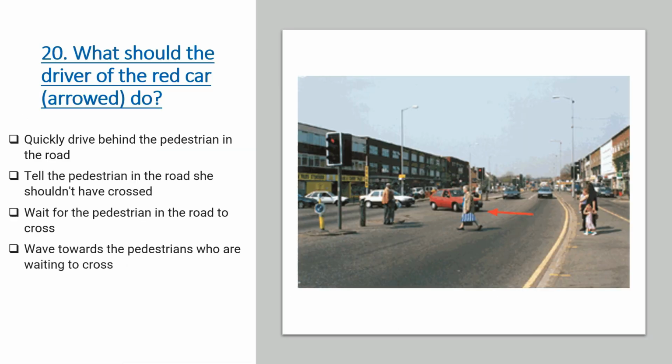20. What should the driver of the red car, arrowed, do? Quickly drive behind the pedestrian in the road. Tell the pedestrian in the road she shouldn't have crossed. Wait for the pedestrian in the road to cross. Wave towards the pedestrians who are waiting to cross. Correct answer: wait for the pedestrian in the road to cross.